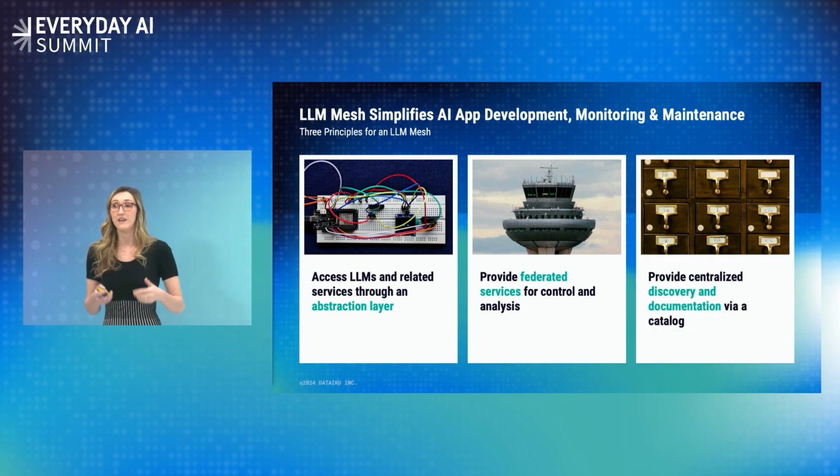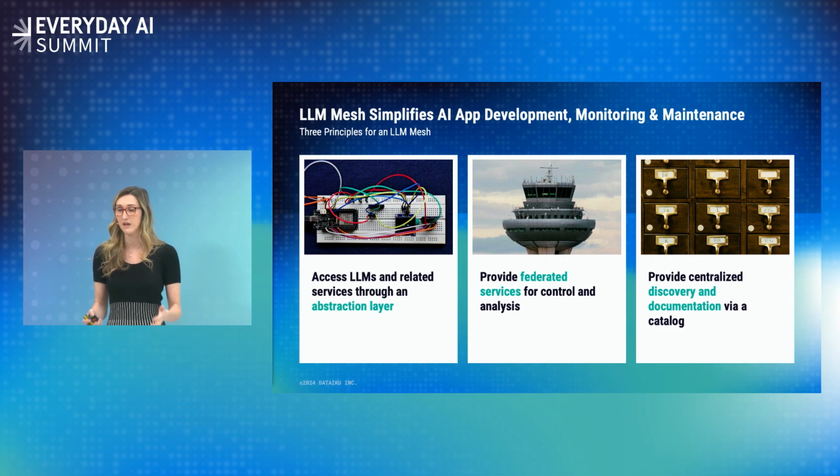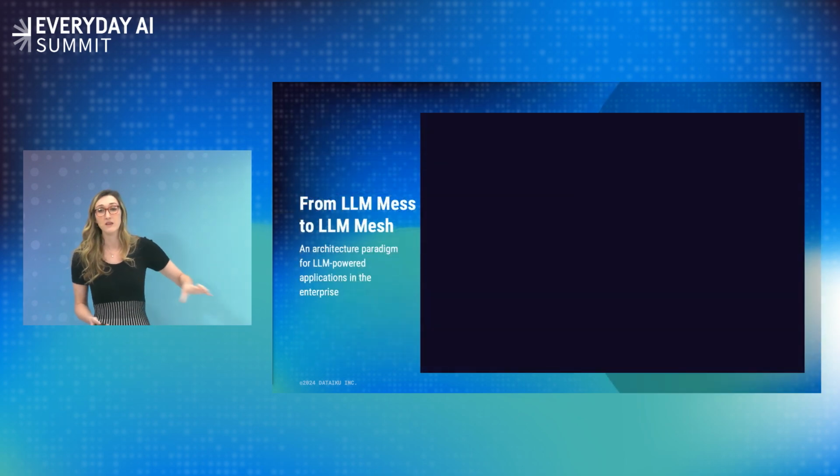And finally, an LLM mesh should provide centralized discovery and documentation, not just for those end users, not just for the developers of the applications, but also for those agents that we learned about within the environment that need to find the right tools to be able to accomplish a specific task. And by adopting these three principles, it will allow organizations to move from the LLM mess to the LLM mesh.